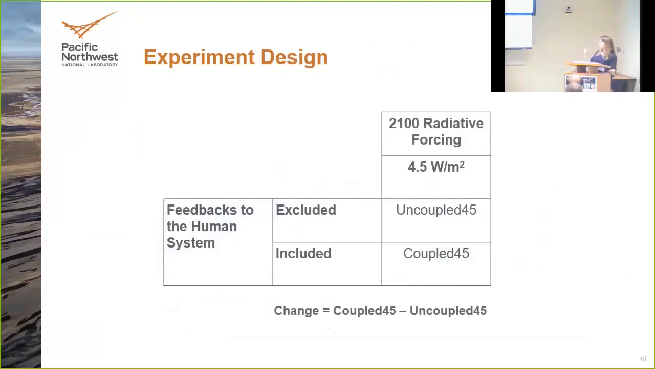And we're going to do with and without these feedbacks. So in all of these cases, we'll take the land use land cover from GCAM and pass it into CESM, but only in the included or coupled 4.5 case will we do this productivity signal back. And then we're going to compare the difference. So what happens if you include these feedbacks versus if you exclude these feedbacks?